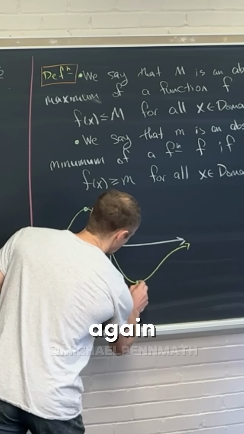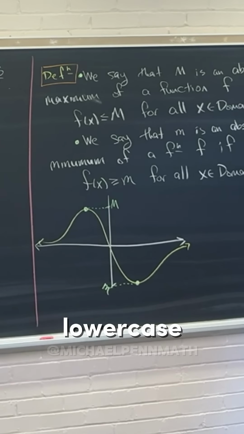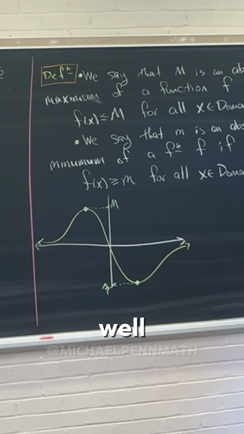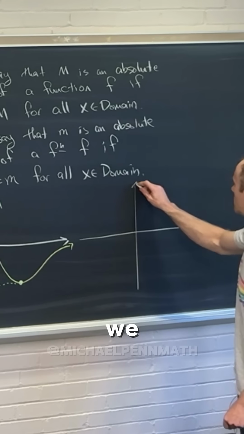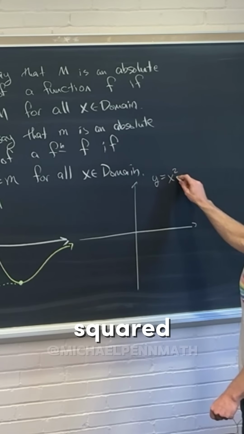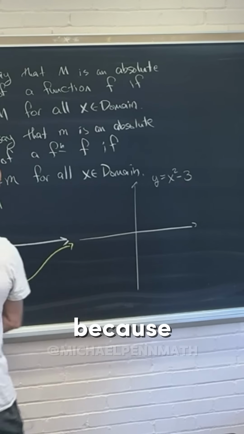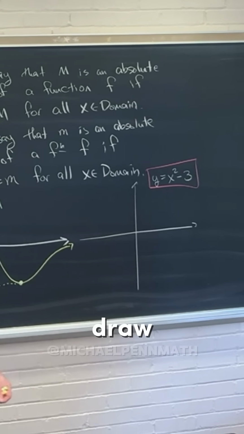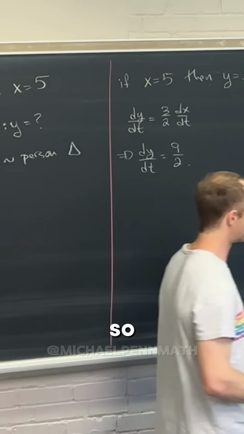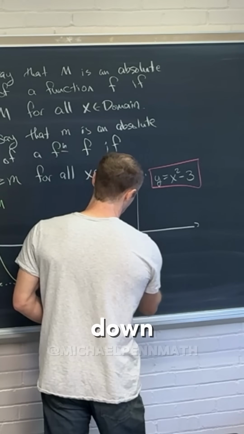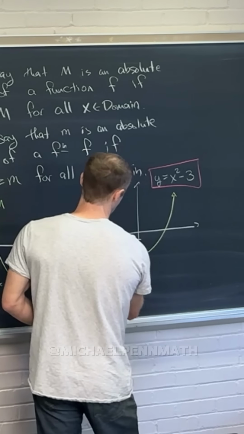And then we could, again, transpose this little valley over here to the y-axis, and that's going to be our lowercase m, our minimum. And then we could look at some other example, like what if we looked at the function y equals x squared minus 3, for instance. I say that function because the great thing about this is we just know how to draw it, right? So it's a parabola that's been shifted down 3 units, and it's opening up. So let's see, that's going to go down 1, 2, 3, and then it opens up.